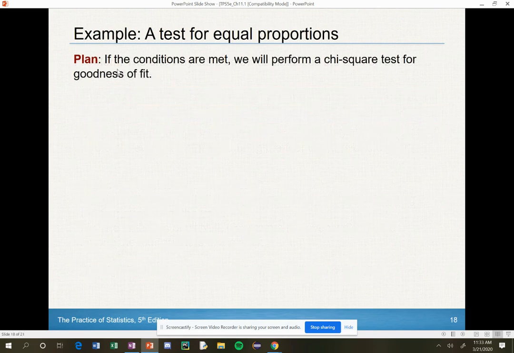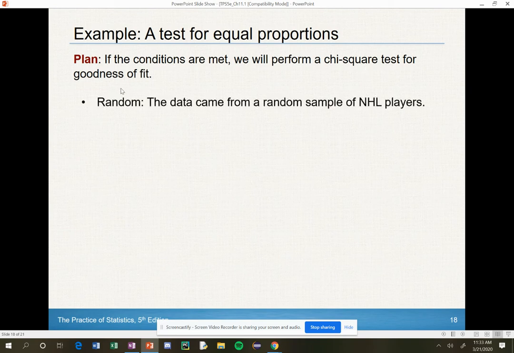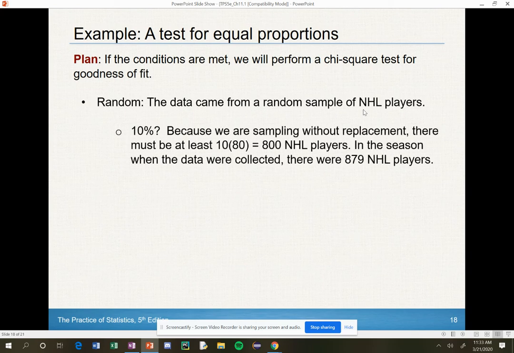Okay, here's our plan. The plan is, if the conditions are met, we're going to perform a chi-square test for the goodness of fit. That is the official name of this test. And then we have 3 conditions to be met. One is the random condition. The data come from a random sample of NHL players. And the next one is the 10% condition. We just have to make sure that 10 times 80, 800, is less than the population of NHL players. And we just nicked it, meaning 800 is a little bit less than 879, which is the total population of NHL players.